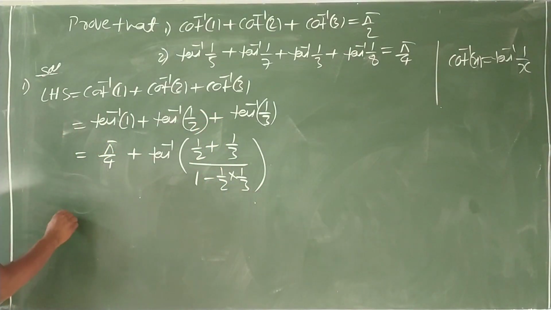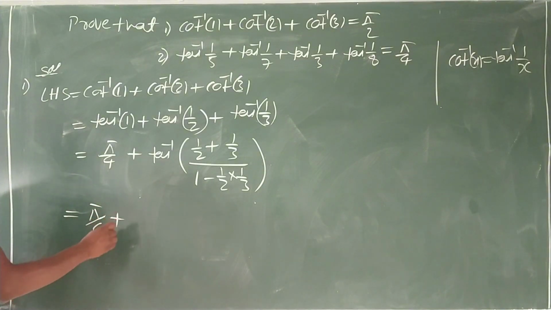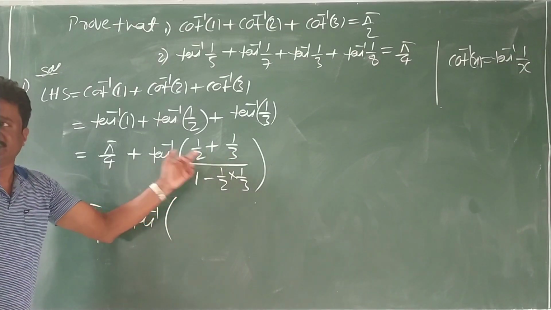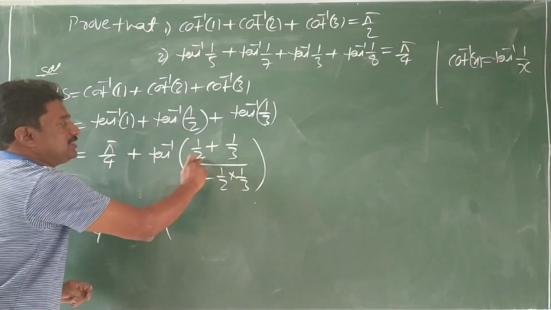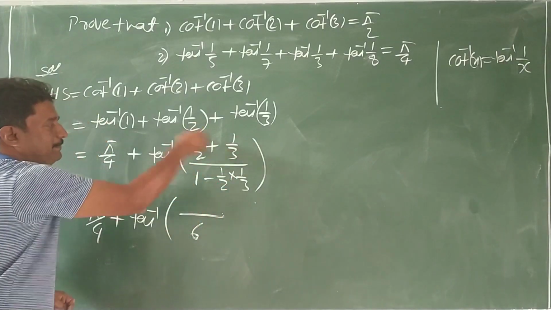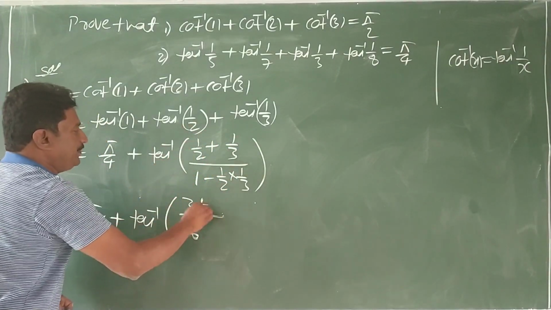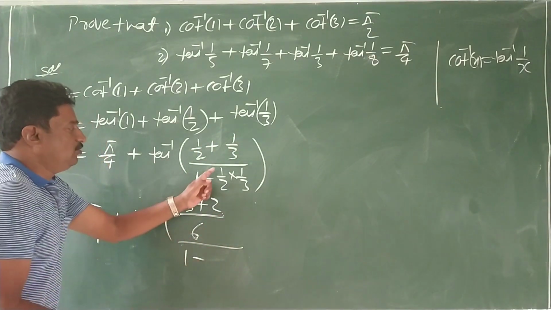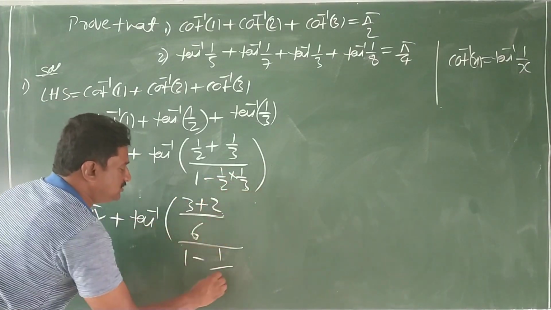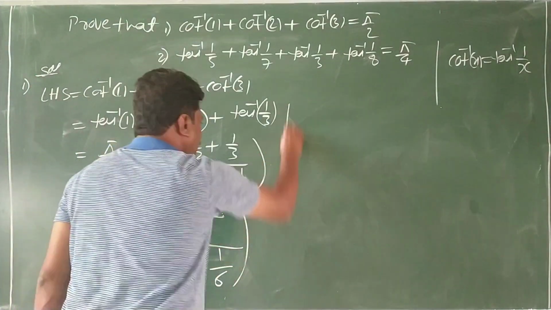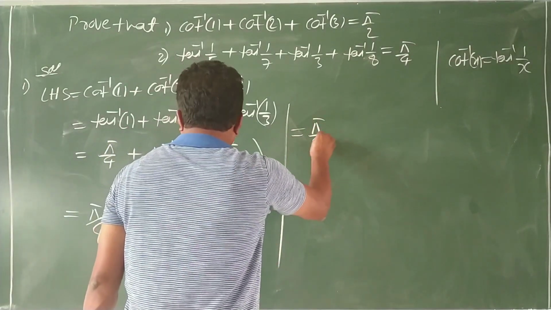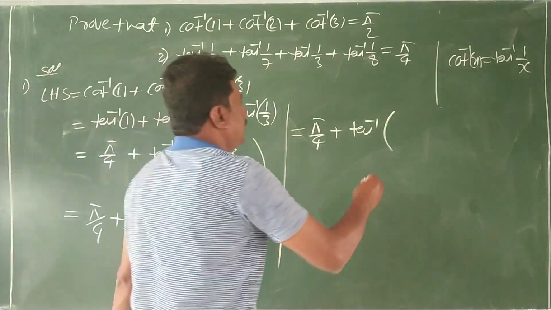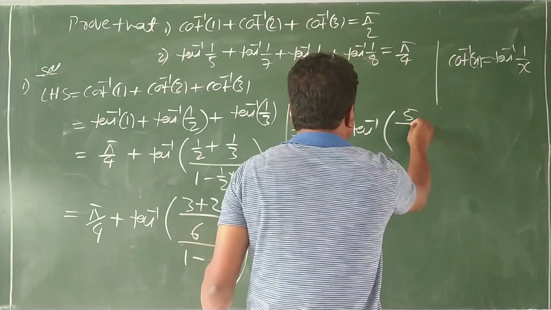So now, students, pi by 4 plus tan inverse. Tell me the LCM of these two. 3 2s are 6. Cross multiply. 3 1s are 3 plus 2 1s are 2. Come down. 1 minus 1 1s are 1. 3 2s are 6. So next, it is pi by 4 plus tan inverse of 3 plus 2, 5, by 6.